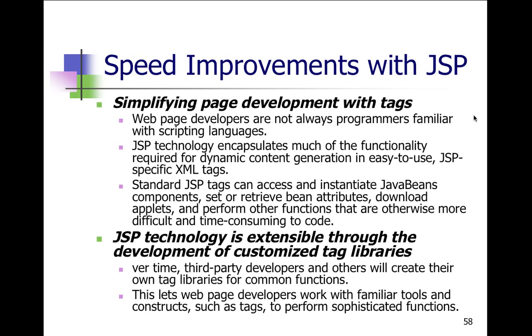Standard JSP tags can access and instantiate Java Bean components. So set and retrieve Bean attributes, download applets, and perform other functions that would otherwise be difficult to program in, or might be time-consuming. So it kind of saves a lot of work and energy in terms of just being able to use tags to initiate behavior. JSP technology is also extendable through development of customized tag libraries.